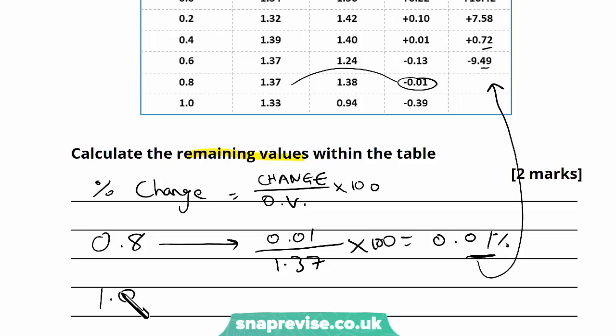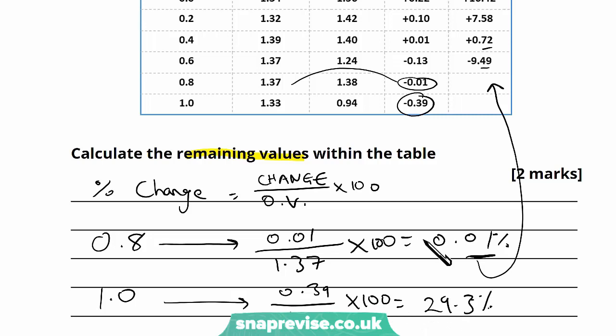For the 1.0 moles per decimeter cubed value, we've got the change, which is 0.39, divided by the original, which was 1.33, times 100, and this gives us 29.3%. And you might want to put a minus in front of these to give you the correct answer, because this is actually a loss in mass.